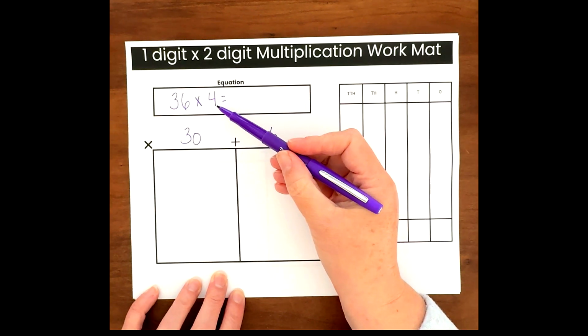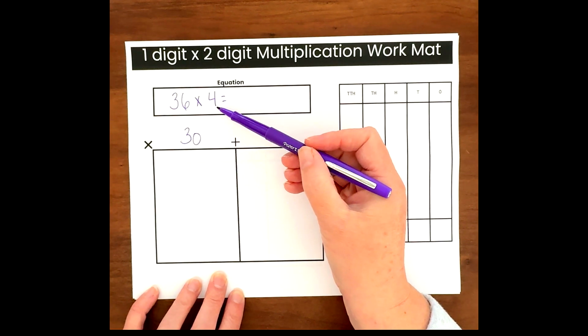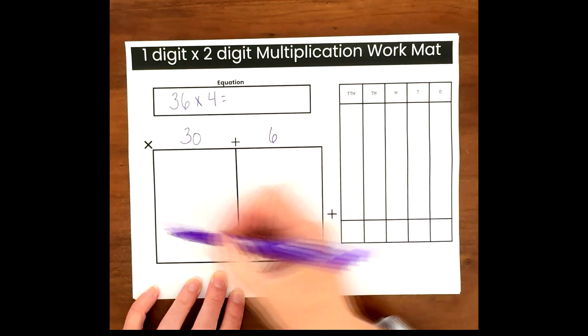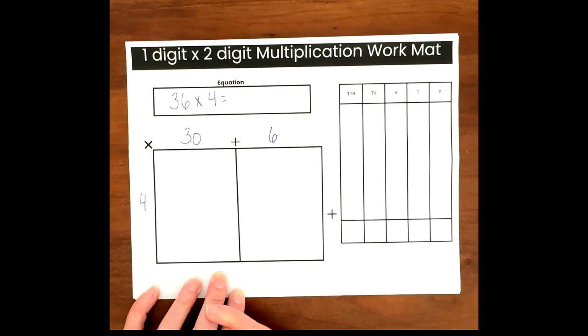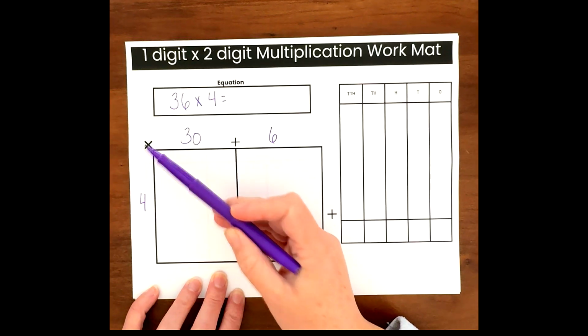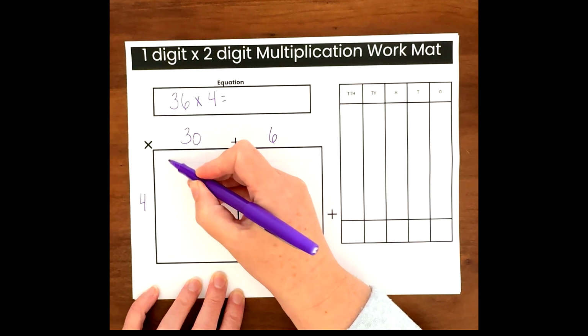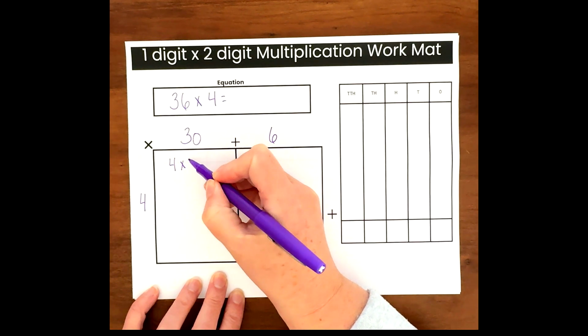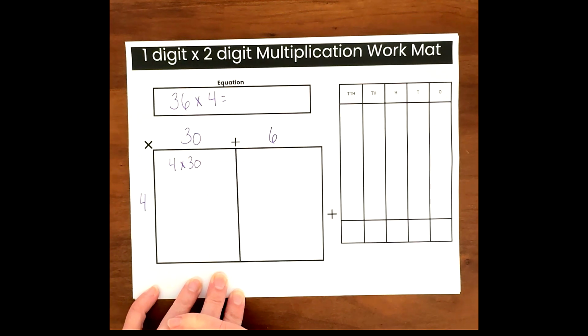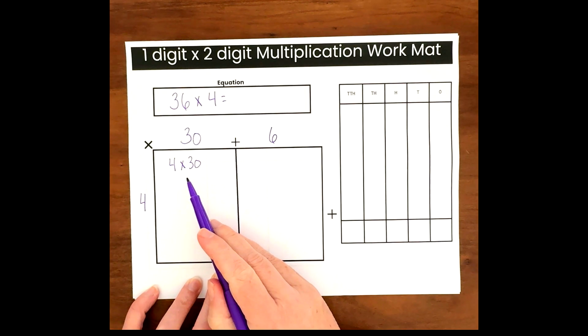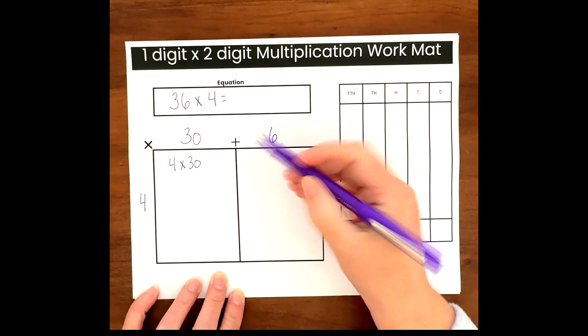And then this one's easy because we are just multiplying by a single digit. 4 ones is 4, so I'm going to write 4 right here. Now, this is where the finding area comes in, and this is why it's called the area model. So 4 times 30, we always make sure the students write the equation at the top. 4 times 30, then 4 times 6.